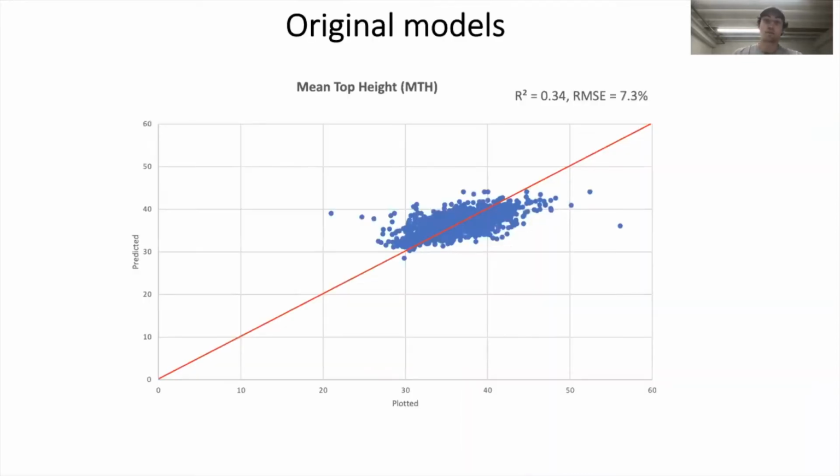So onto the original models. This was including all of the original data. So this is the mean top height model. That red line there is ideally where all the points should be. So you can see there's somewhat of a relationship here, and the RMSE is within that desired 10% accuracy.